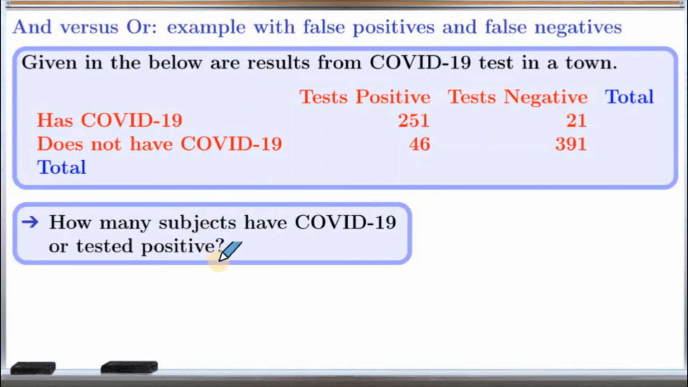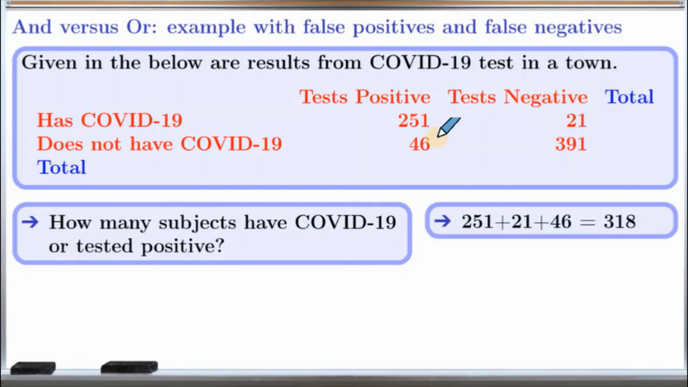So now let's find how many subjects have COVID-19 or tested positive. So to answer this question, we have to look at the table. So those were 251, 21, and 46. So when we add those numbers up, we get, there were 318 subjects that have COVID-19 or tested positive.